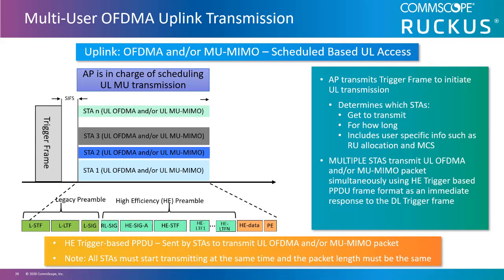In response to the trigger frame, the multiple stations transmit simultaneously to the AP using the high-efficiency trigger frame format. To prevent interference, the packet transmission from each of the stations must start and end at the same time, and they must remain synchronized at all times. Once the AP receives the frame from all stations, the AP sends back an ACK frame to finish the operation. You could say that the trigger frame is the master scheduler.